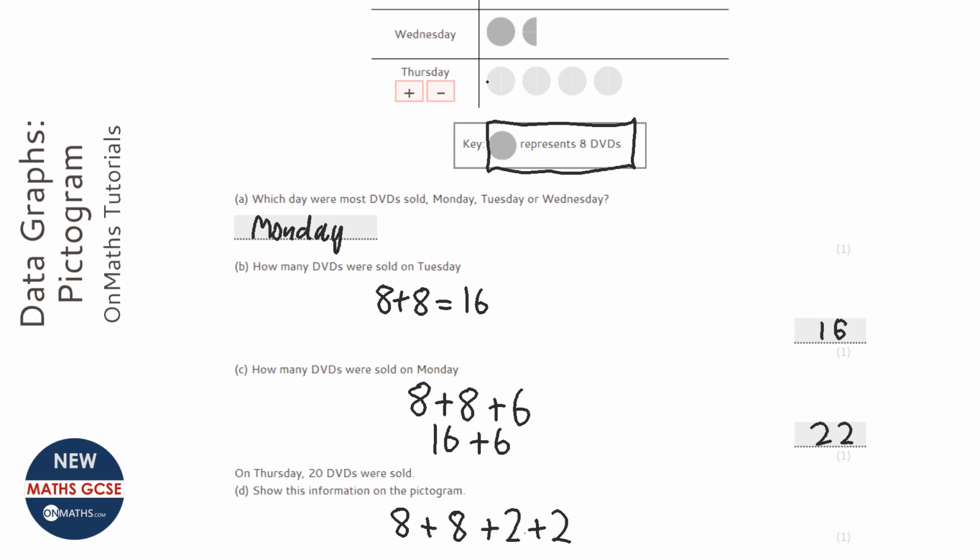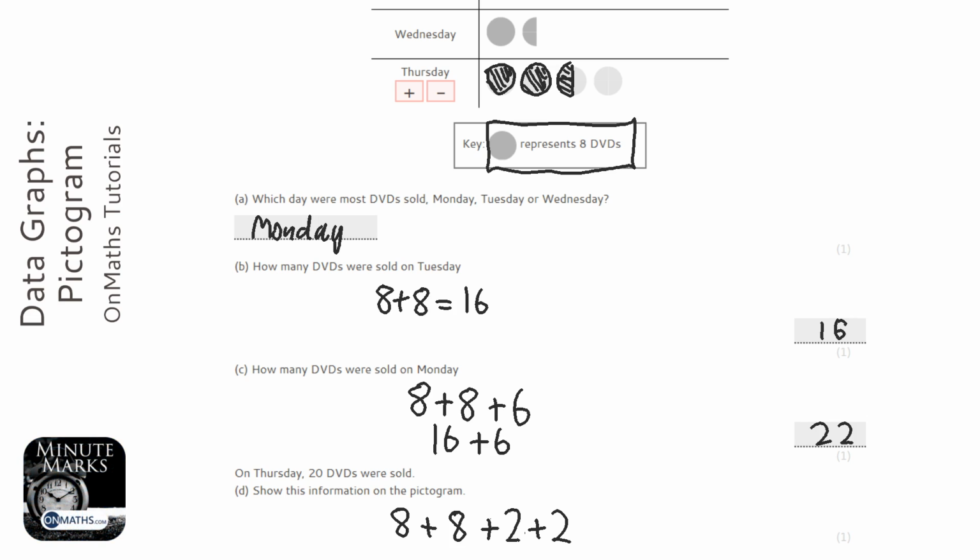So if I draw, then shade in, 2 whole circles, and then we've got 2 quarters left over, which is just a half. Let's just check that. What's half of 8? That would be 4. And what's 8 plus 8 plus 4? That gives us 20. So we know the answer is correct.